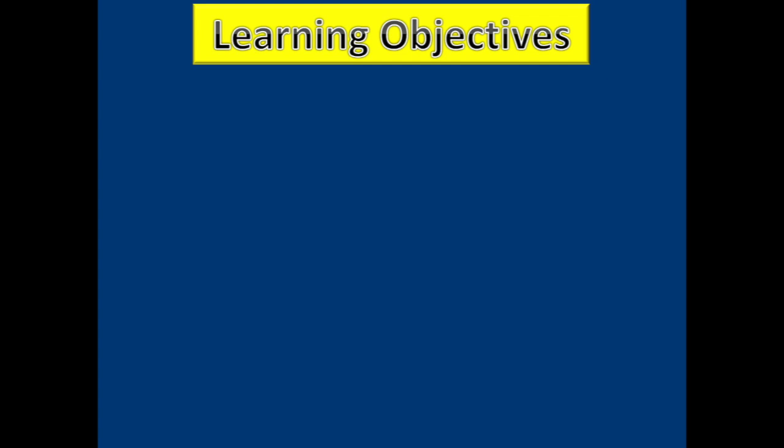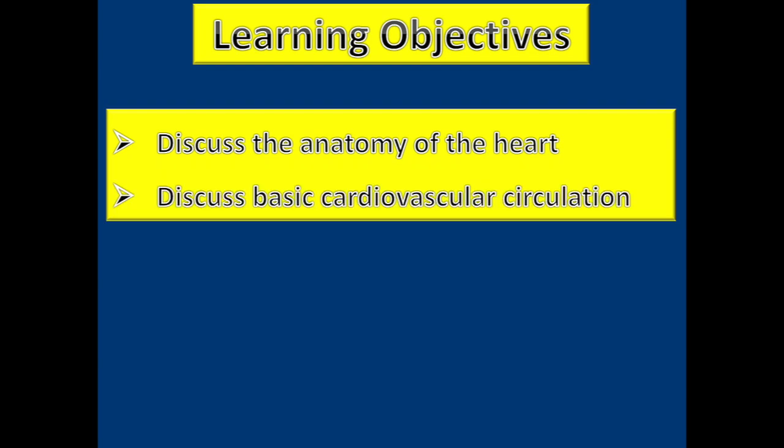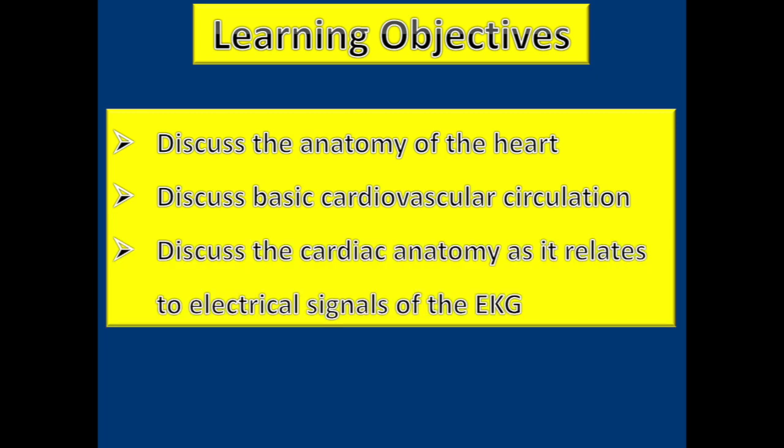Let's talk about the learning objectives. We're going to first discuss the anatomy of the heart. It's going to be essential to know that so that you see the electrical system associated with that anatomy. We're going to talk about the basic cardiovascular circulation. And we're going to discuss the cardiac anatomy, as I said, and how it relates to the electrical signals that we're going to see in the EKG.